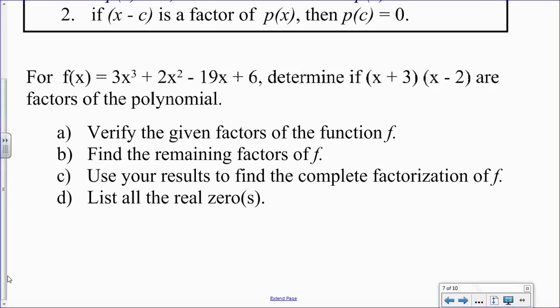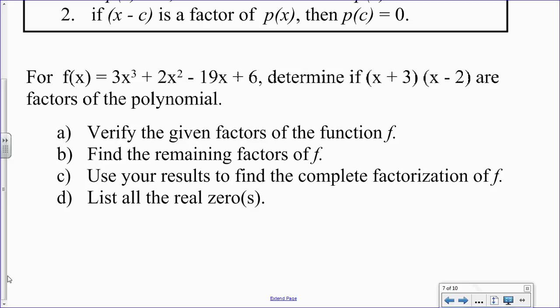We want to determine if these are factors of the polynomial. So that means if you divide, what will your remainder be? 0. Thank you. If they're factors, your remainder is 0. It's much easier once we start doing this with synthetic division, but right now we're doing long division, so we will check both with long division.